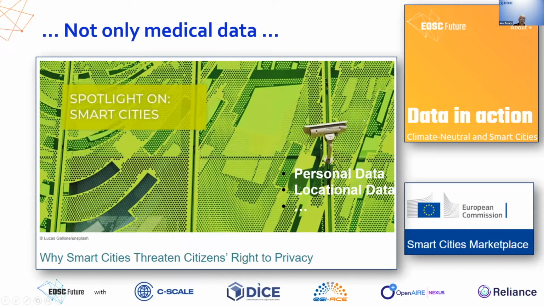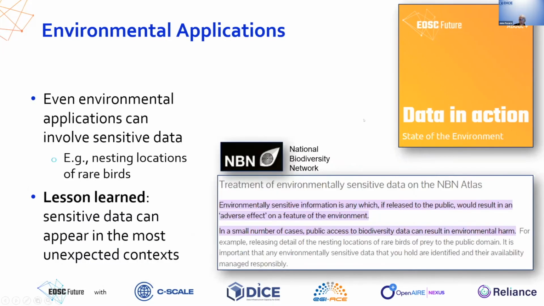Here's another example of EOSC Future's Data in Action that also concerns a high priority of the Commission, the environment. Now, since the environment is everybody's concern, it may come as a surprise that environmental applications could contain sensitive data, but in fact they could. Here's a quick example that we can all understand. If the data on nesting locations of rare birds became public, they could become even more endangered.